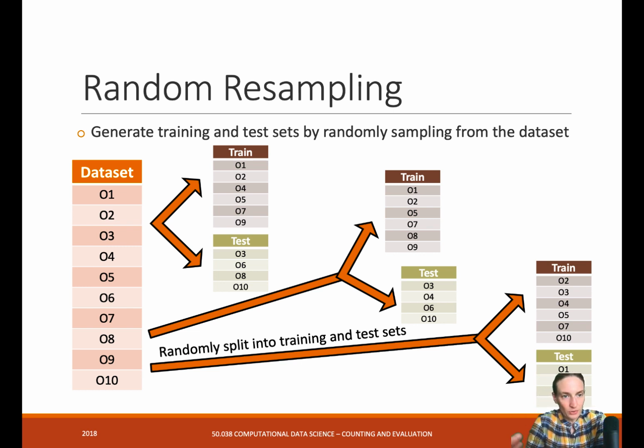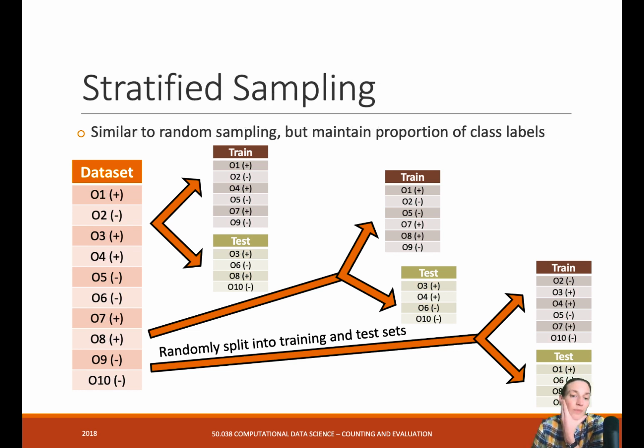In this case, what we're going to do is something like stratified sampling. We split our data set into test and training sets, and we sample multiple training sets and test sets. We learn a model and test the model, learn another model, test the model, and we do it multiple times, and then we average these results. In random sampling, we just basically randomly sample from the data set. In stratified sampling, we maintain the proportion of class labels.